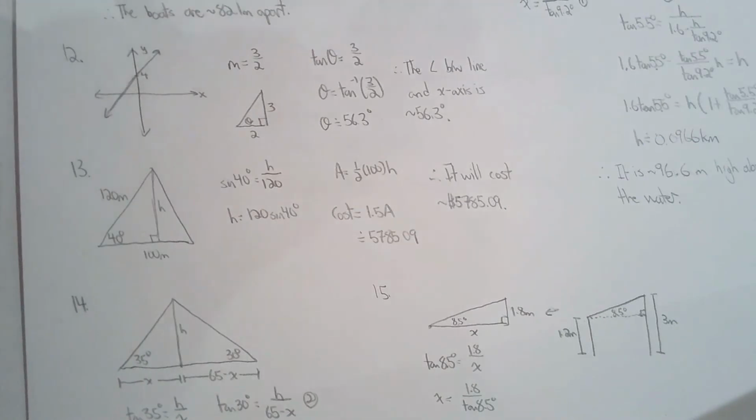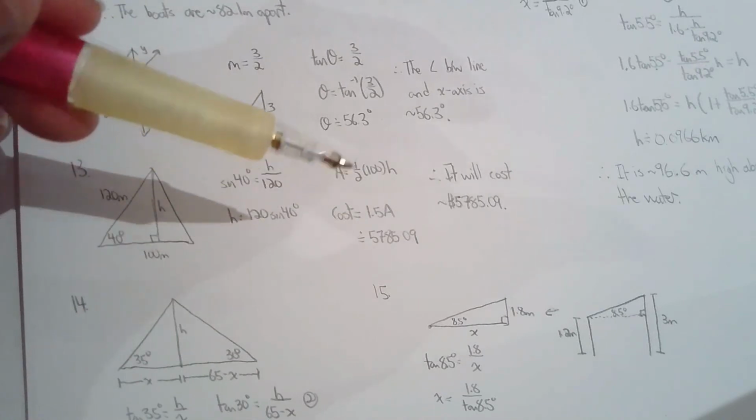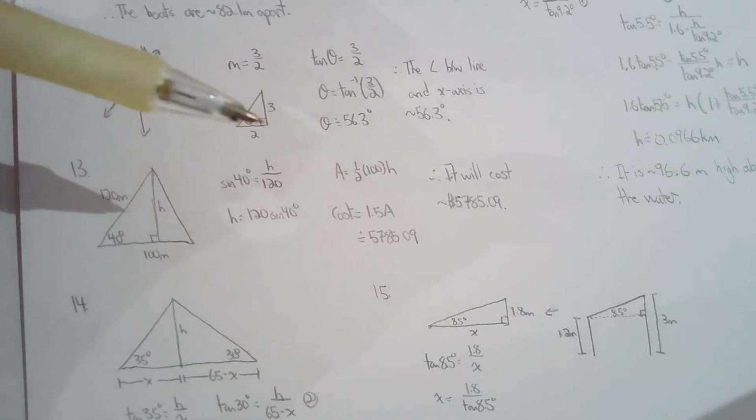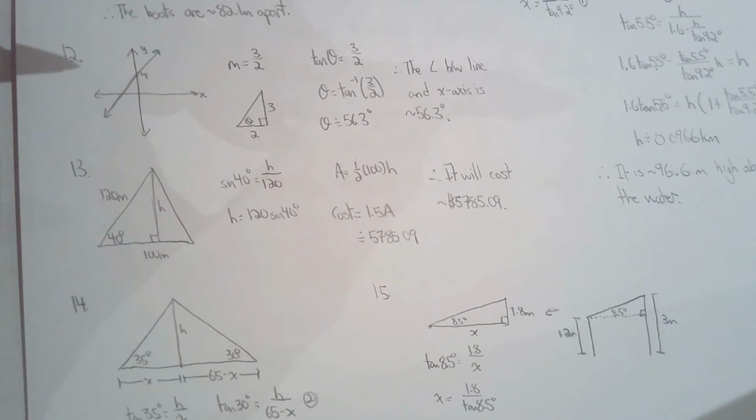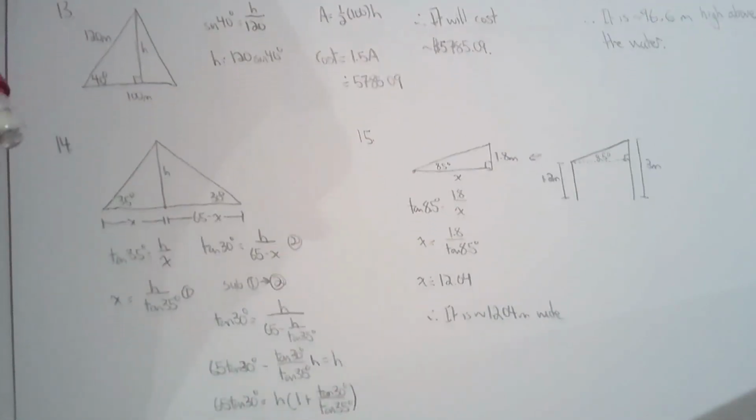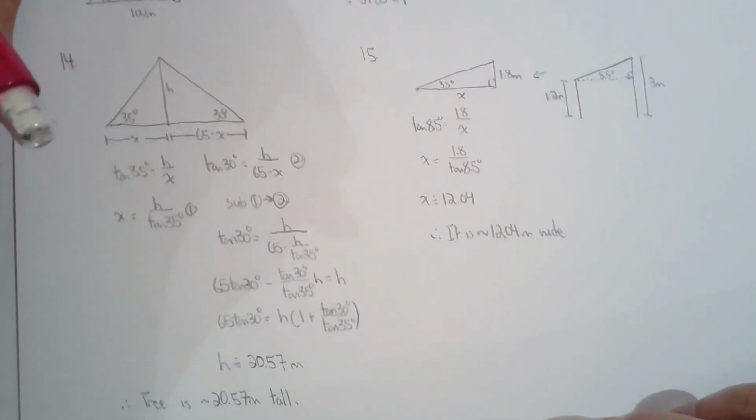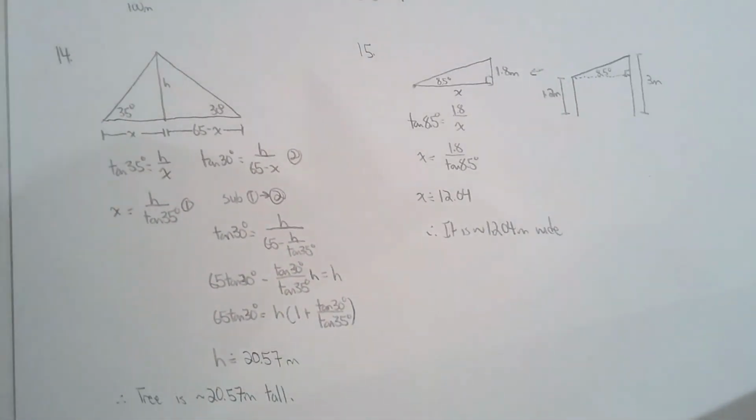Question 13, I really like it. You solve for the height using the sine ratio and find the area and multiply by 1.5 because it costs $1.50 per square meter of sod to cover his yard with sod. Okay, 14 is just like 8 and just like 11. Use a tan ratio 2 times, isolate, perform a substitution.